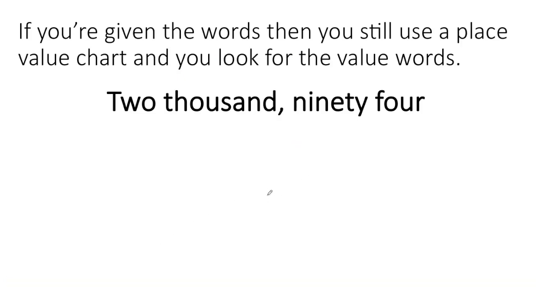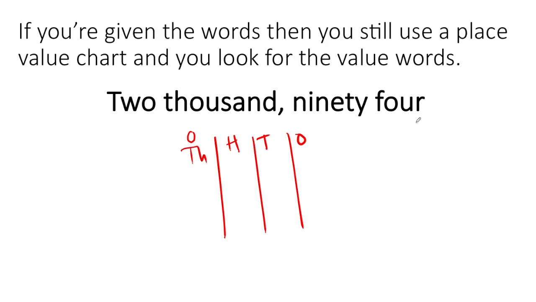It can also get challenging if you're trying to go from words to numbers. We still use a place value chart, just like we always do whenever we're working with place value. But then I really have to look at the value words that are written for clues. So for example here, 2,000, that's a value word. That tells me to put the 2 in the thousands place. Now this can be tricky because I see a 9. I might want to put the 9 right next to it. But let's look for the value clues, right? It says 9T.